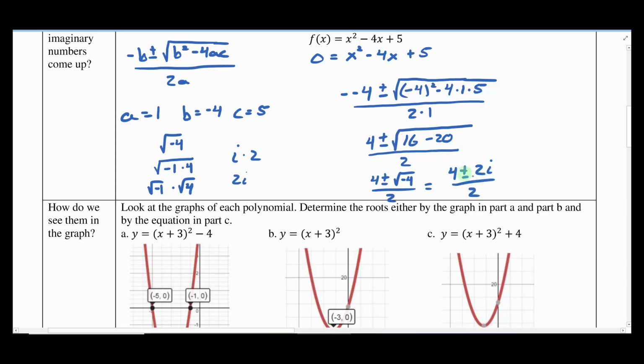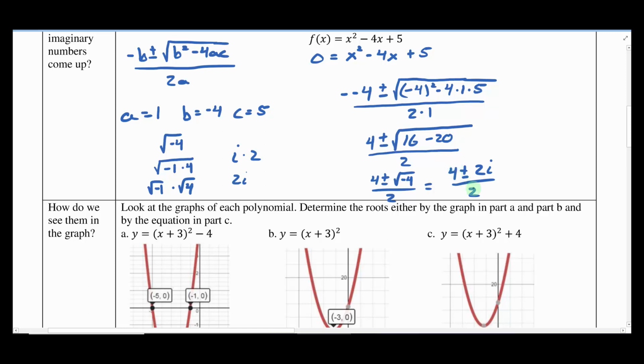Okay, so that's where those complex roots pop up, is when we run into this situation inside of the square root where we end up with a negative number inside. That's when those i's are going to pop up when we're trying to find roots of polynomials. Okay, so we're going to simplify this just a little bit more.